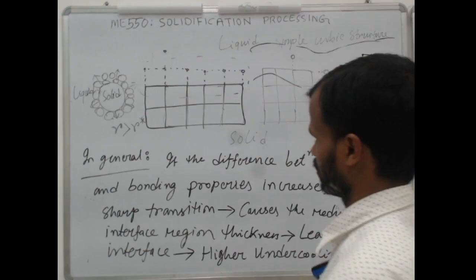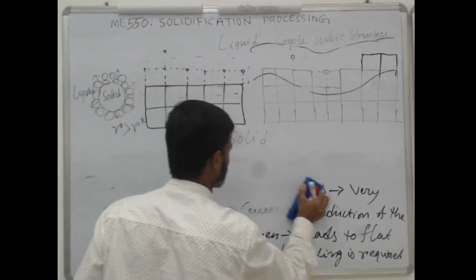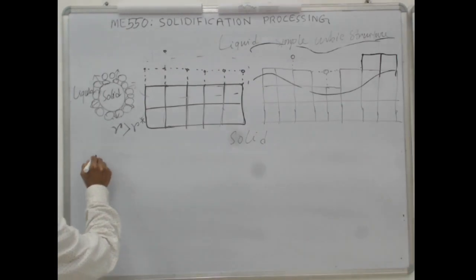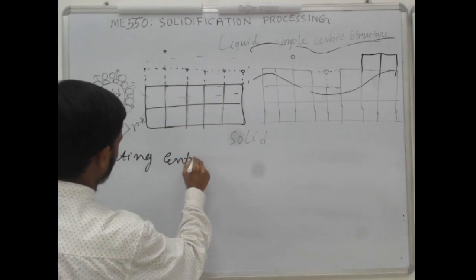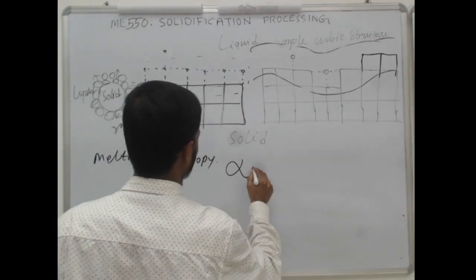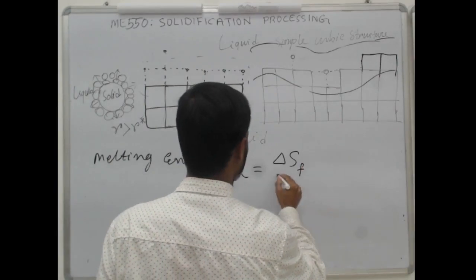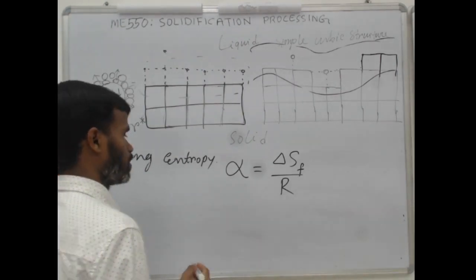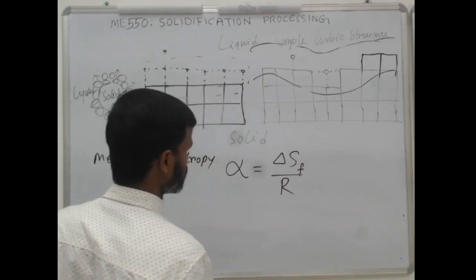Now the question is, how will I know whether the growth of a metal will be isotropic or anisotropic? There is something called melting entropy. This is a non-dimensional parameter alpha, which is delta S of fusion by R. R, you all know what is R. R is the universal constant. So this is called entropy of fusion.